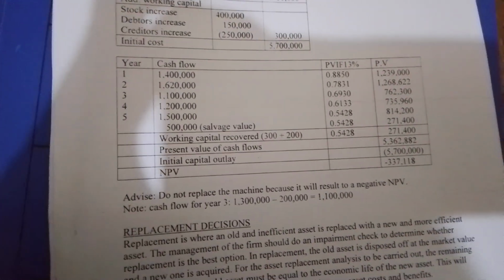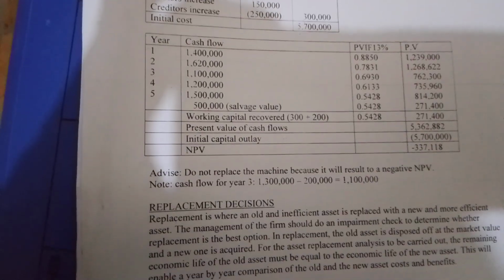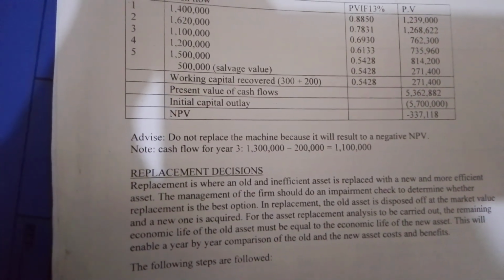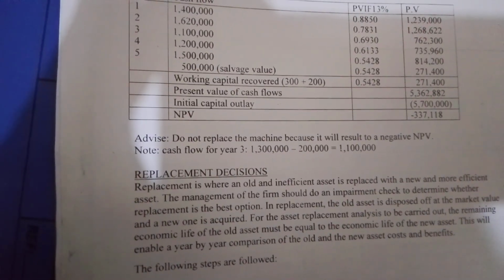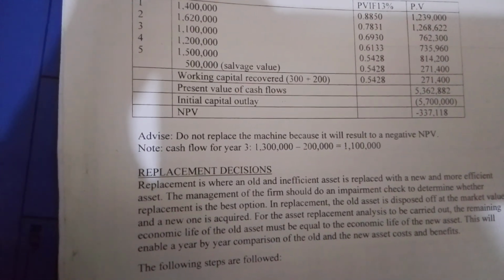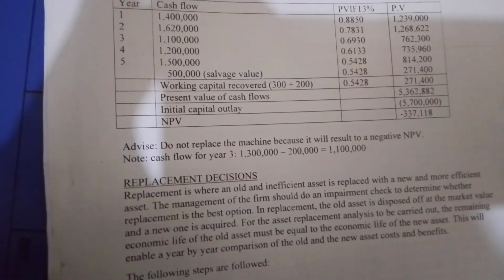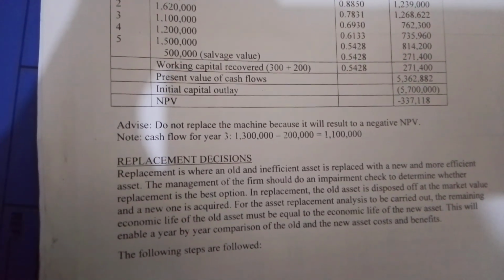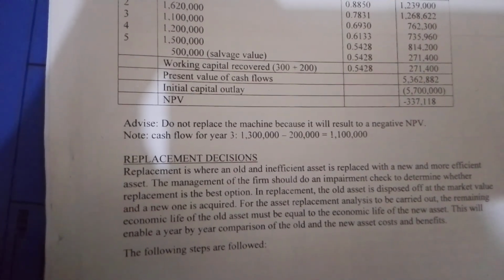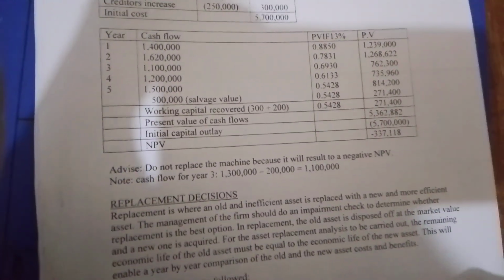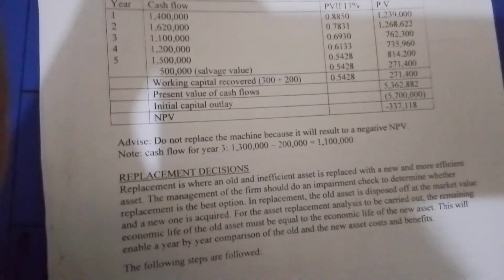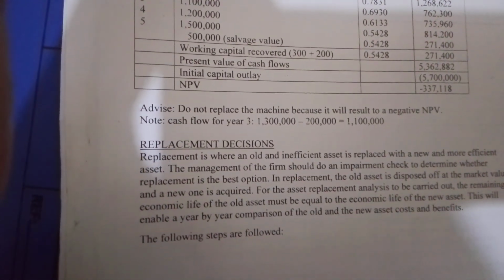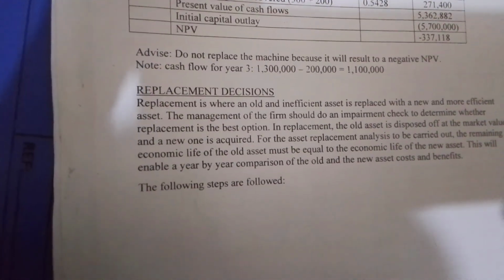A negative net present value means that if we acquire that particular asset, it will reduce the value of the firm. But if it was positive, we usually accept the project because such an acquisition will result in an increase in the value of the firm. Next time, we will look at replacement decisions. That is enough for that.